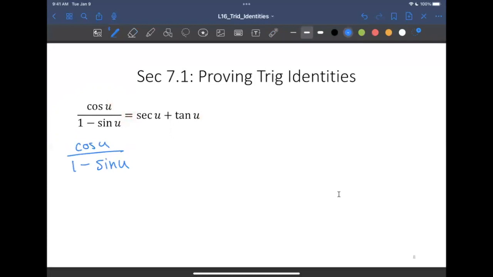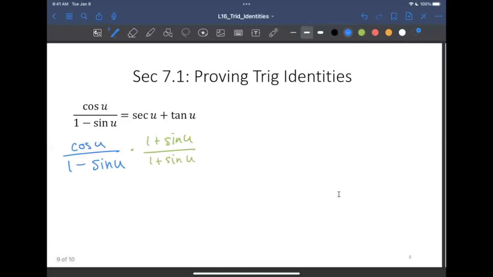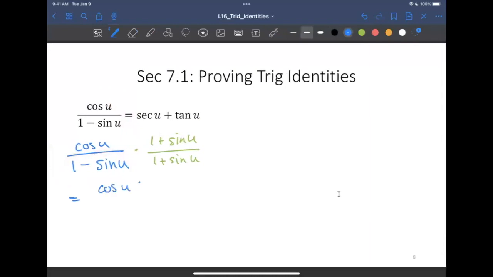A trick that you might see come up a lot is for us to be able to use the sine squared u plus cosine squared u equals 1 identity. If we see a 1 minus sine of u or a 1 minus cosine of u or something similar to that, we multiply by a special one, which is 1 plus sine of u, which is kind of like what we did in the last one. And notice when we did that, we get cosine of u times 1 plus sine of u on the numerator, and then on the denominator, we get 1 minus sine of u, 1 plus sine of u.